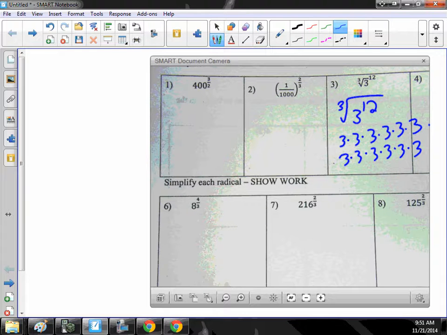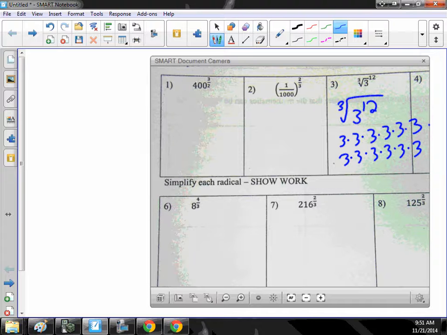Why 4? You want to keep 1/3 of them. Right? So I have all of these 3's lined up, and I want to keep 1/3 of the 3's. So 3 to the 4th is 81.